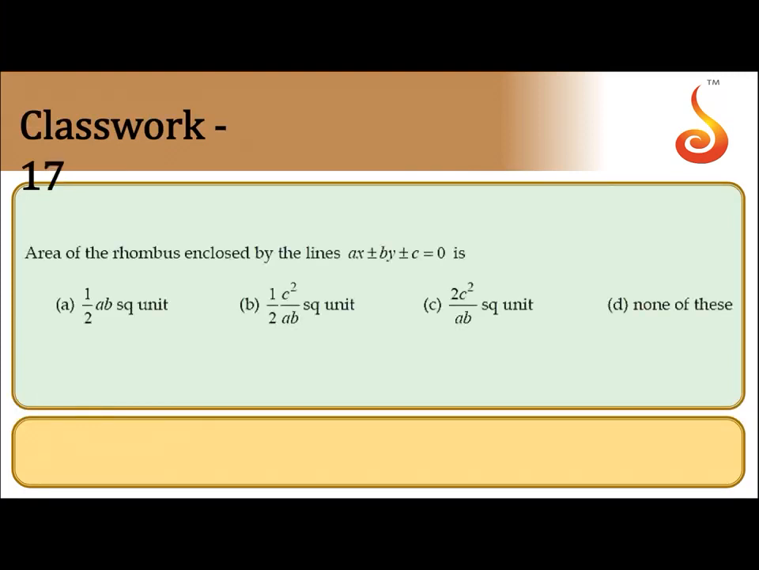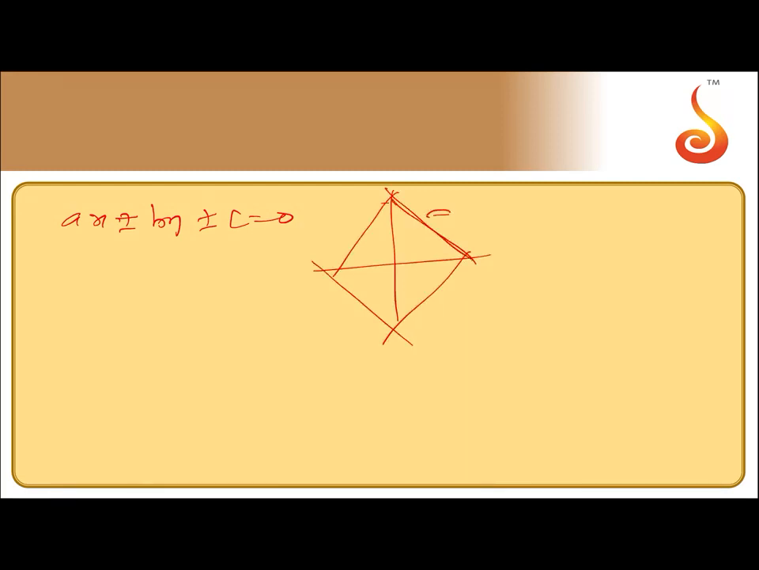Yes, correct. Coming to the next one: area of the rhombus enclosed by the straight lines ax plus by plus c is equal to 0, ax plus minus by plus minus c is equal to 0. It is nothing but the area enclosed by the straight lines, meaning the rhombus. And of course this line is nothing but ax plus by plus c is equal to 0.